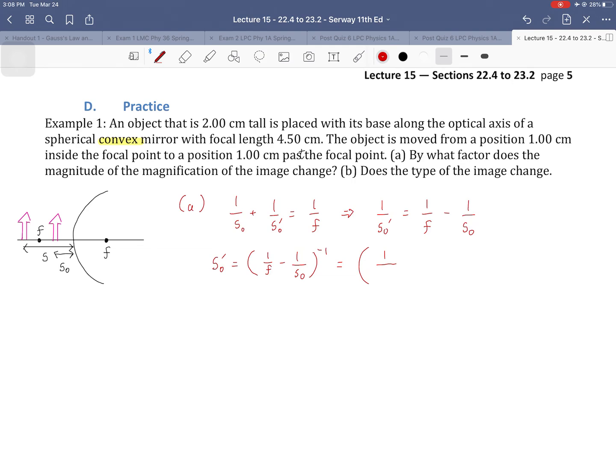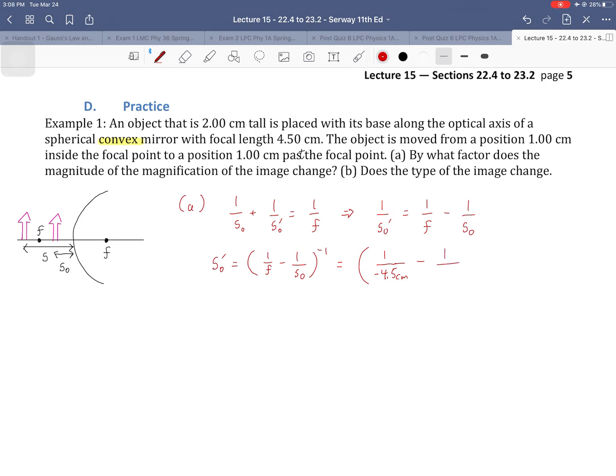And that's because even though I drew the focal point on both sides, the effective focal point for the convex mirror is on the opposite side of S and is defined as negative. Anything that's on the opposite side of the mirror from S is defined as negative. Okay, so that would be negative 4.5 centimeters. And I'll keep it in centimeters, so I'll get my final answer in centimeters.